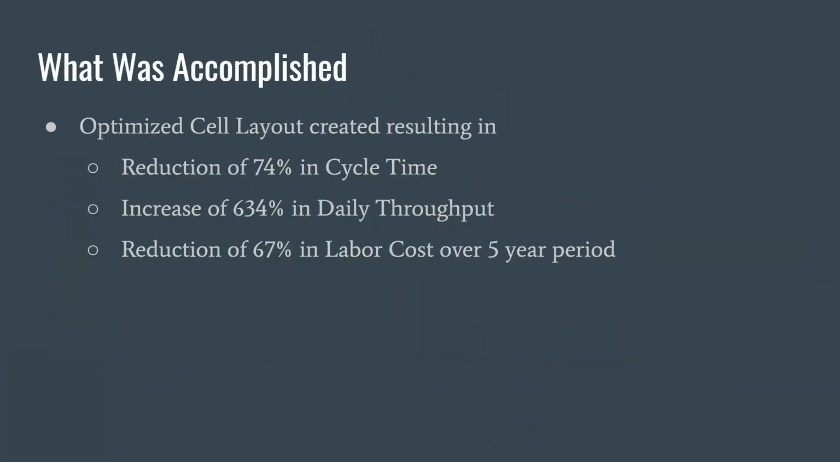Using a heuristic approach, we were able to develop an optimized cell layout for an automated die casting process, which resulted in a reduction of 74% in cycle time over the current state, a 634% increase in daily throughput, which now far exceeds the required production rate, and a decrease of 67% in labor cost over a 5-year analysis period.